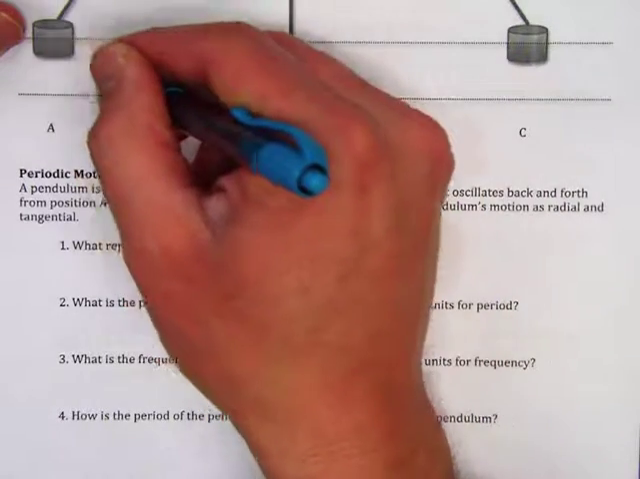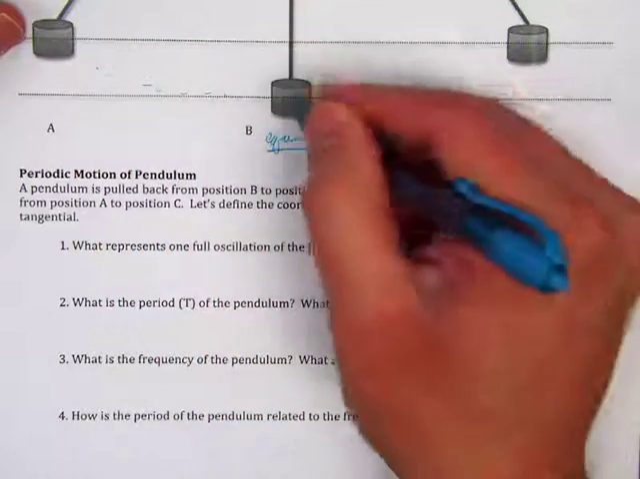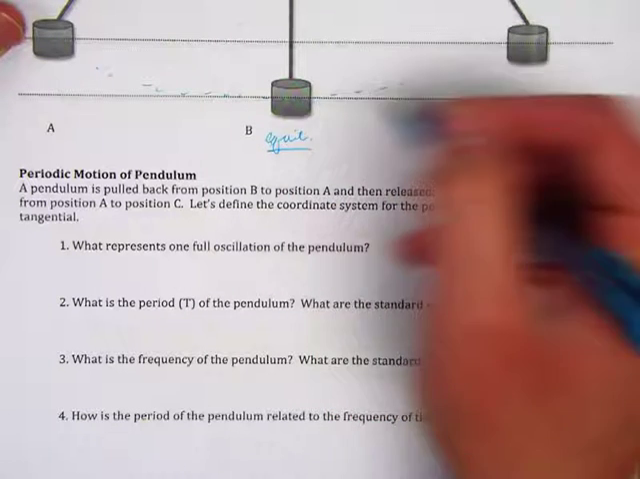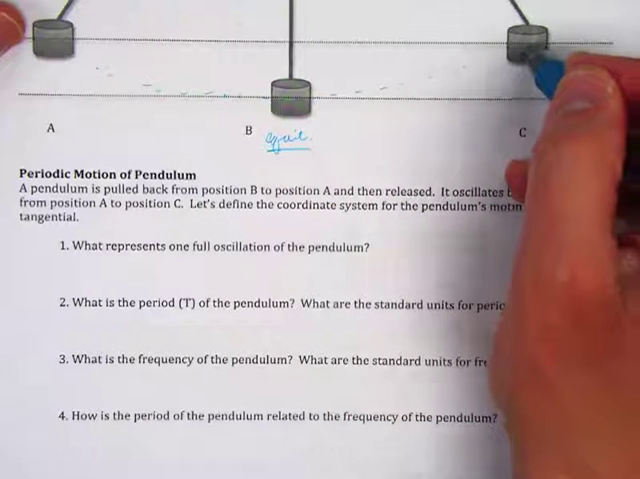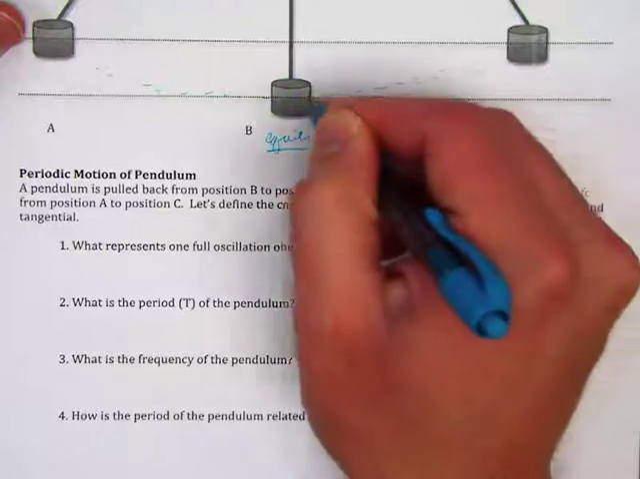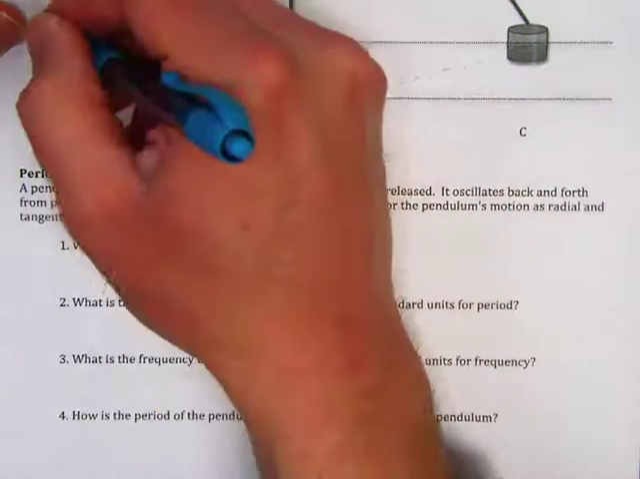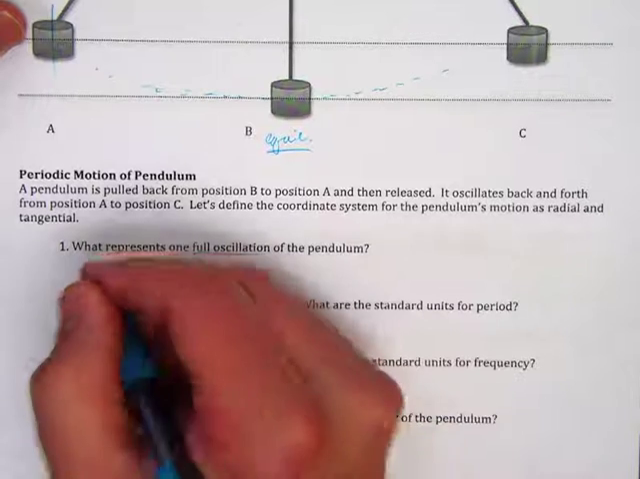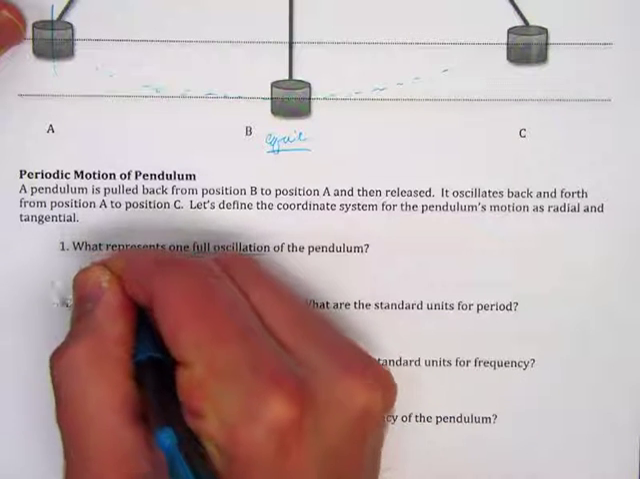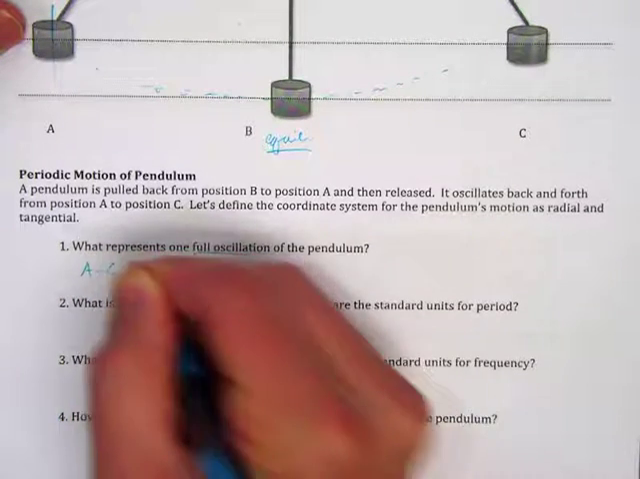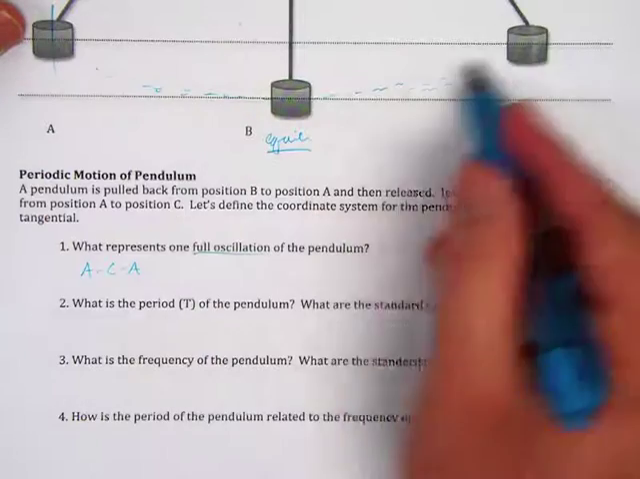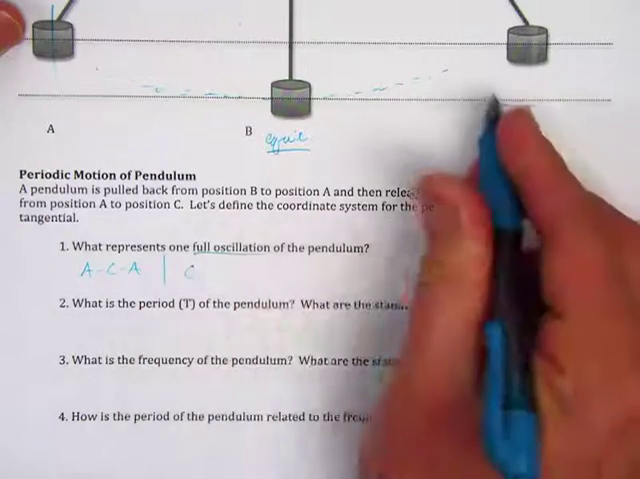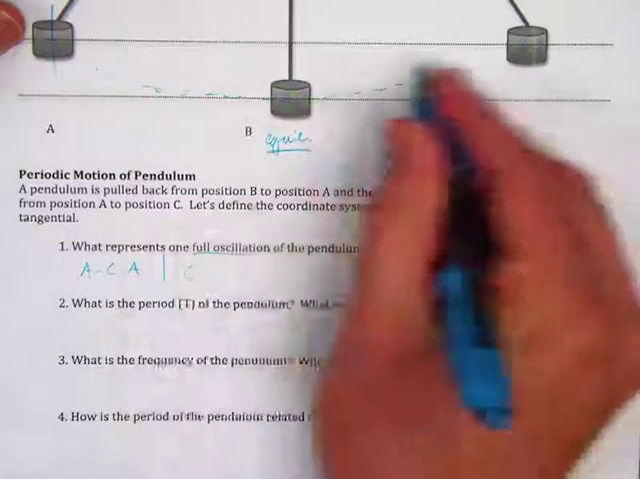It would swing down towards equilibrium, speeding up, then it would slow down from the restoring force that's back towards equilibrium, till it reaches its max height, speed up back towards equilibrium, and come back to where it started. So one full oscillation is from A to C back to A, completing one full cycle. If I started at C, it would be from C down to A back to C.